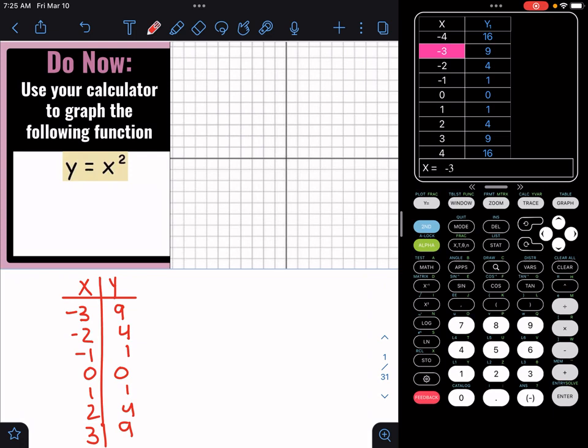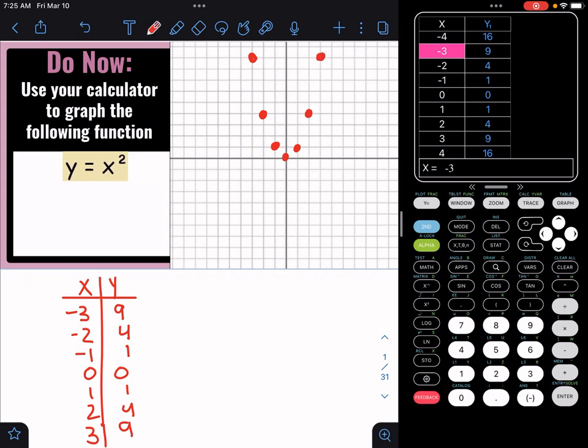Alright, so -3, 9 means you go to the left 3 and you go up to 9. 1, 2, 3, 4, 5, 6, 7, 8, 9. Then -2, 4: 1, 2, 3, 4. Then -1, 1, 0, 0, 1, 1, 2, 4, and 3, 9.